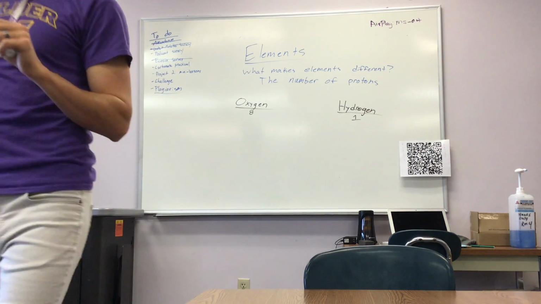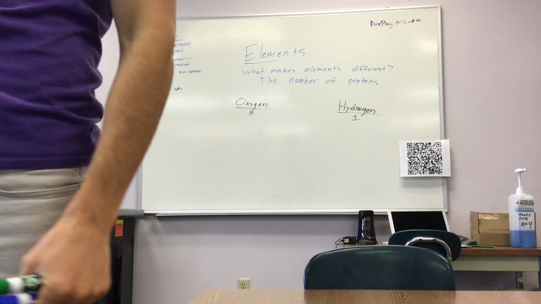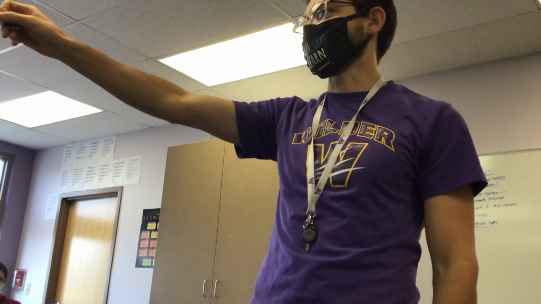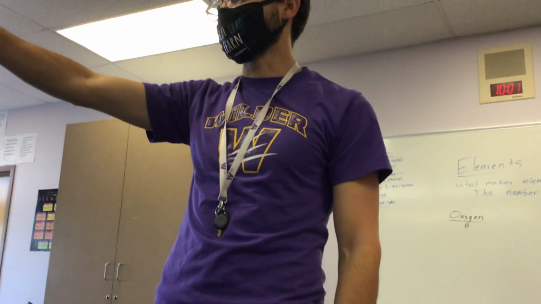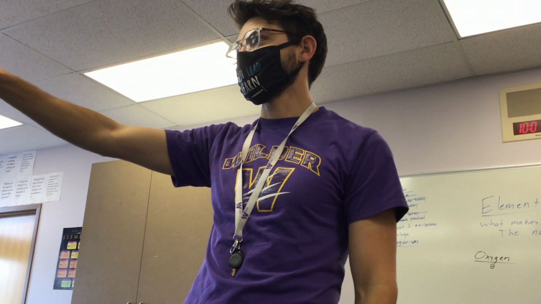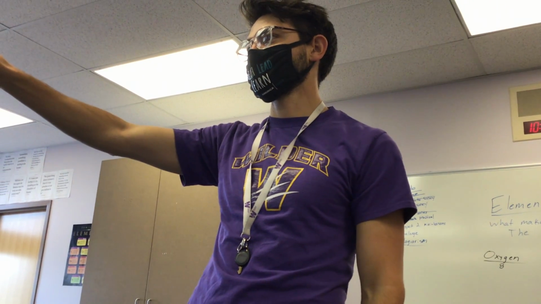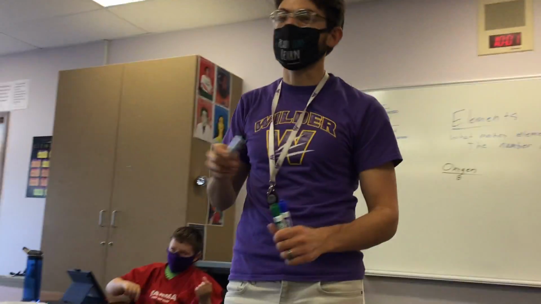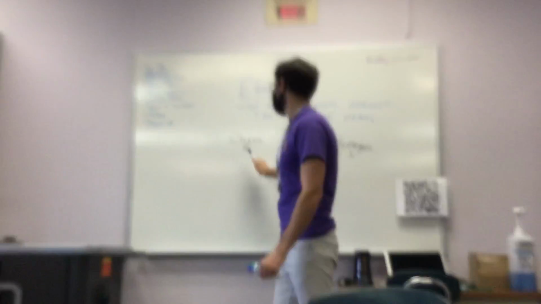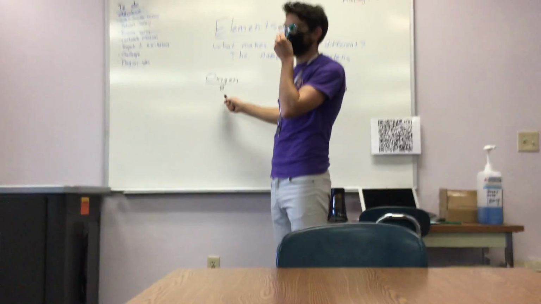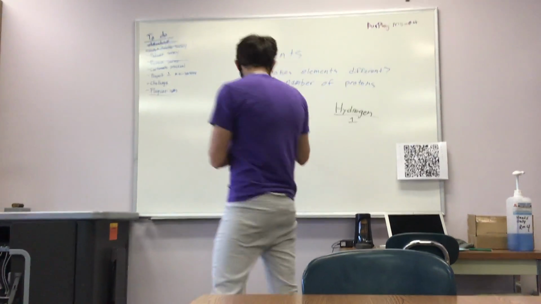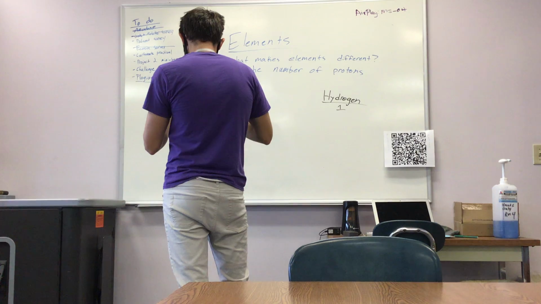Okay, I want everyone around the room. What makes an element different from each other? Protons. Number of protons. Okay, Daniel. What makes it different from each other? Okay, Braden. What makes elements different from each other? The number of protons. That's right. So, if the atomic number of oxygen is 8, what does oxygen have 8 of? Protons, that's right.